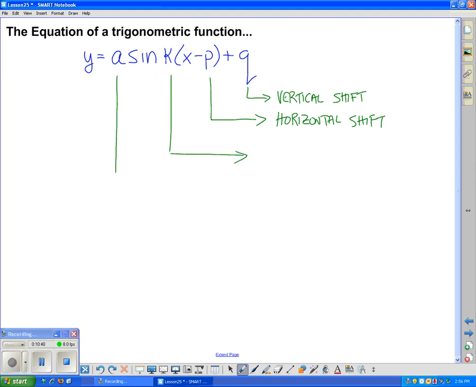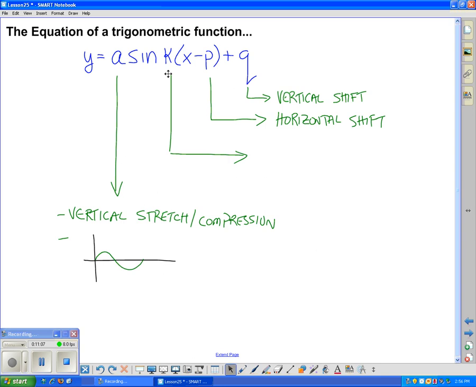And the A value, I'm just going to put straight down here. Now, most people are going to say, well, that's the vertical stretch or compression. And you're right, vertical stretch/compression. Now, the only difference is we don't really do stretch and compress. What happens, though, when you stretch, say, the sine function? So the green one's going to be the original. And if I stretch or compress it, all you're really doing is changing the amplitude.